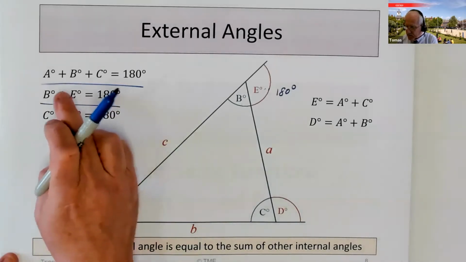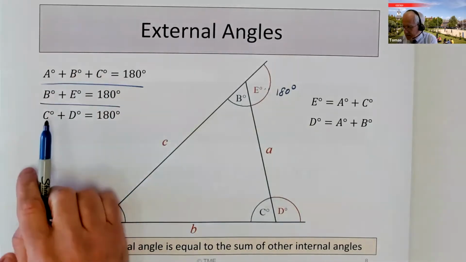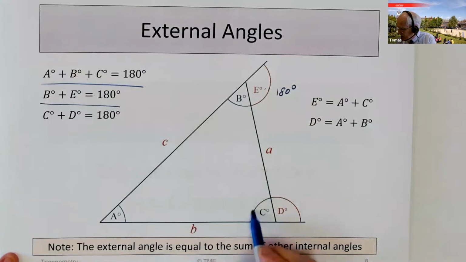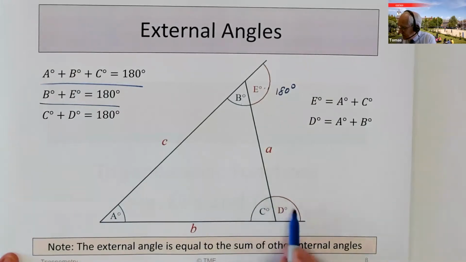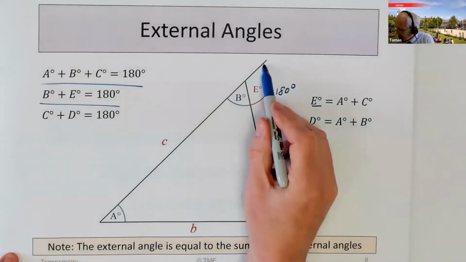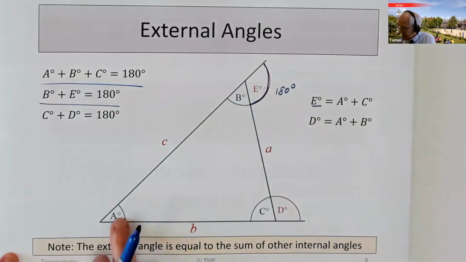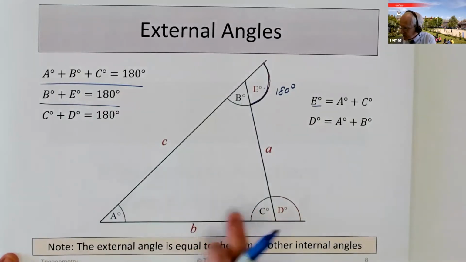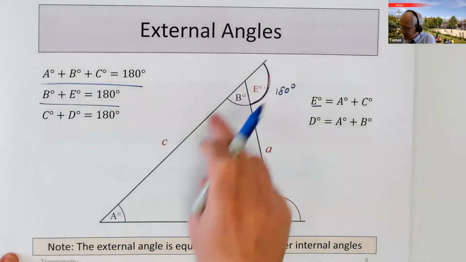If we take the B's in common out of it, we get C plus D, which is down here as well. That's another 180. But E, this angle here, must be the same as these two, because these two plus that is 180, and that plus that is 180.